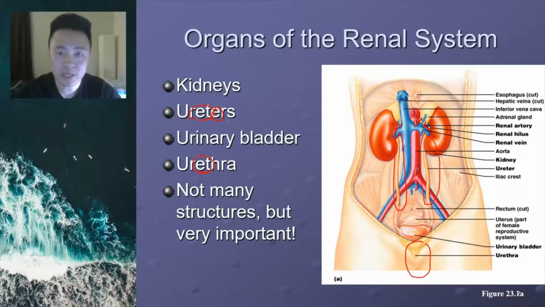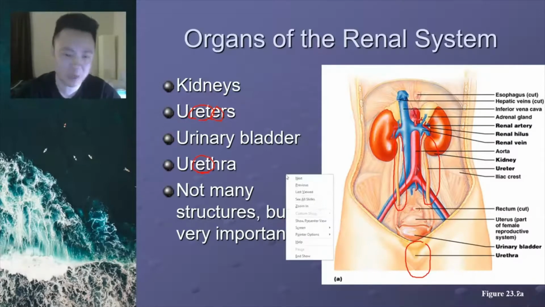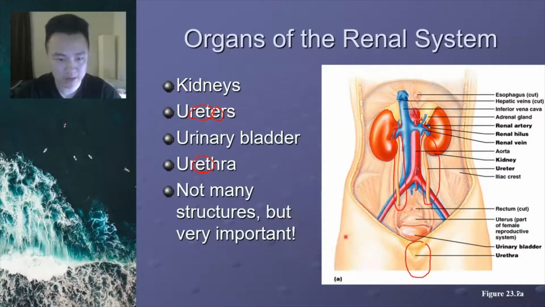So if there are two E's, then it's called a ureter, right? If there are two tubes, that would be a ureter. If there's only one tube, that would be urethra. So something to help you guys remember.